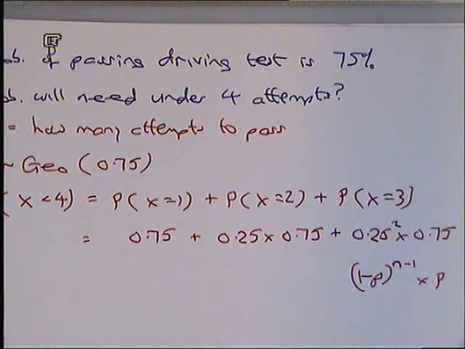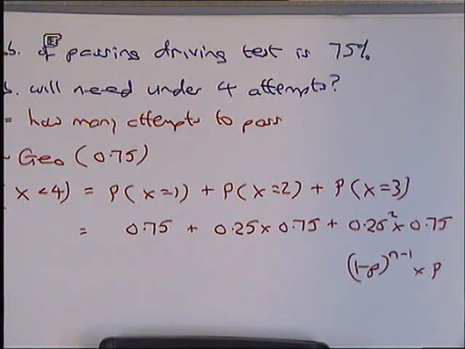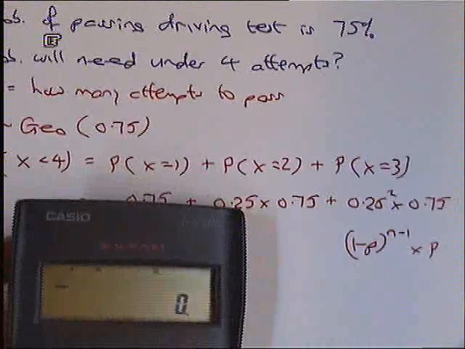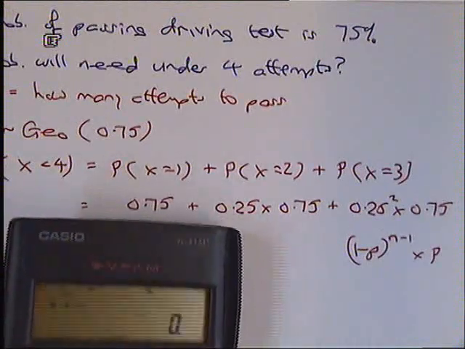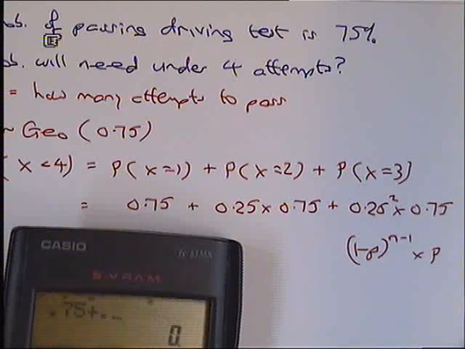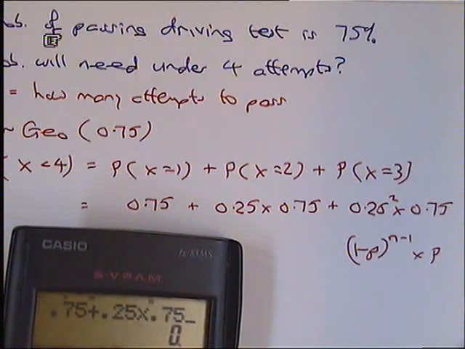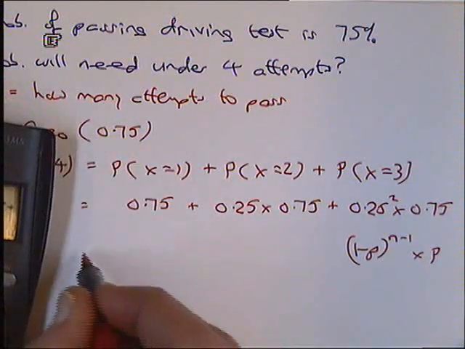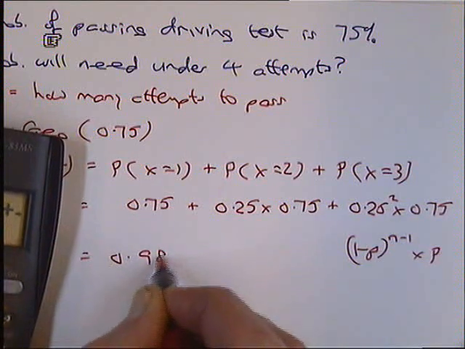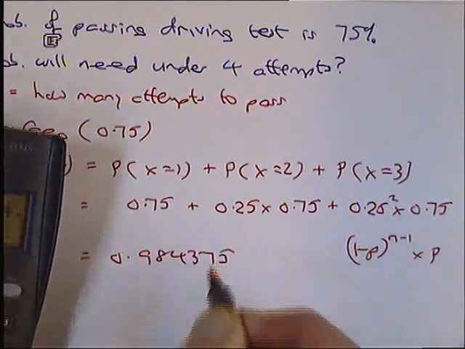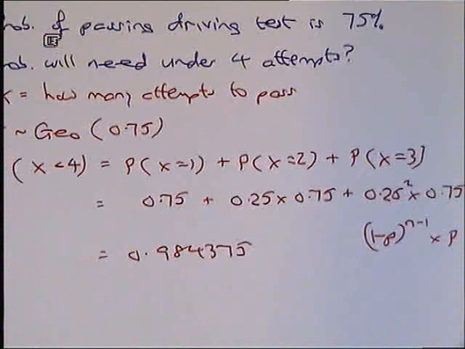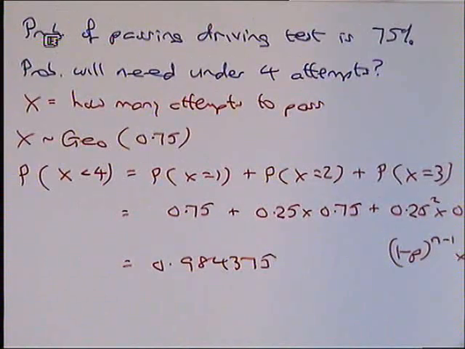So if we work each of those probabilities out, we could just type it in the calculator all in one. 0.75 plus 0.25 times 0.75 plus 0.25 squared times 0.75. We get an answer of 0.984375. So the probability they'll pass the driving test in under 4 attempts is about 98%.